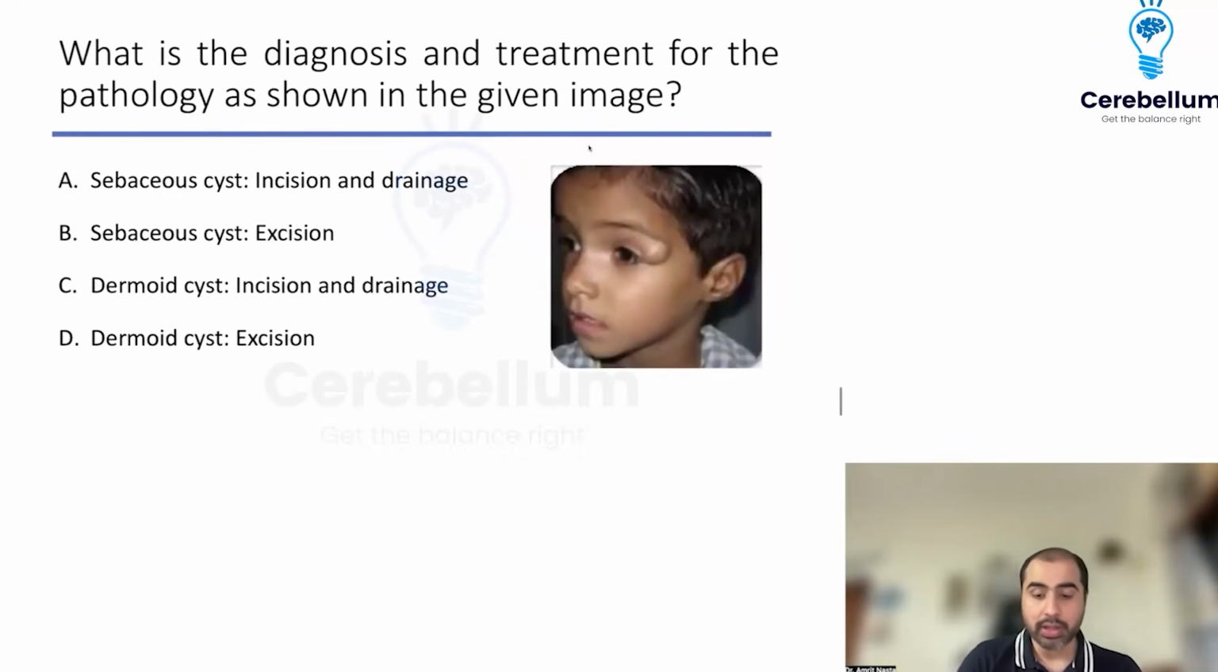What is the diagnosis? Very important general surgery topic. What is the diagnosis?